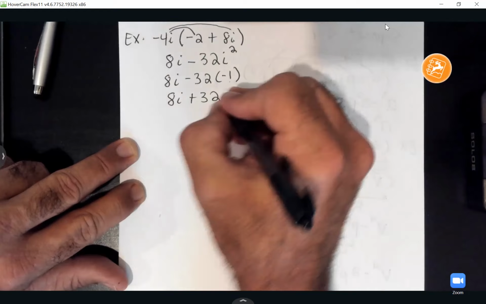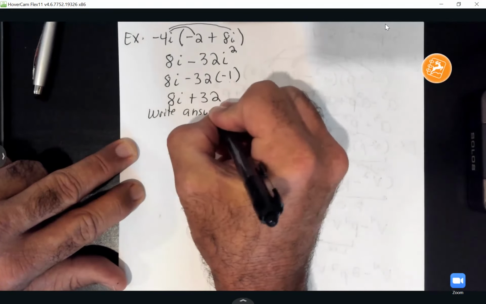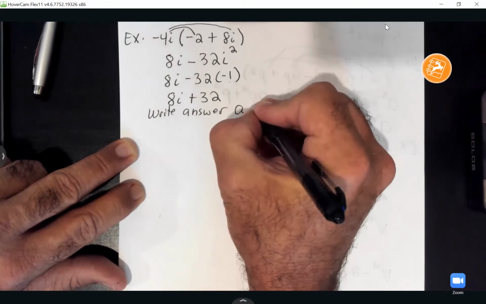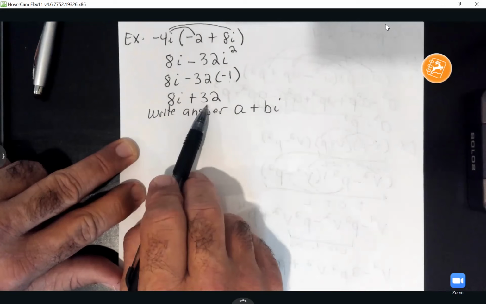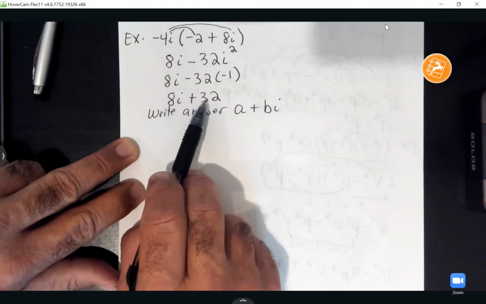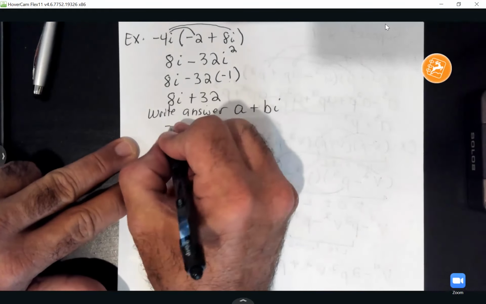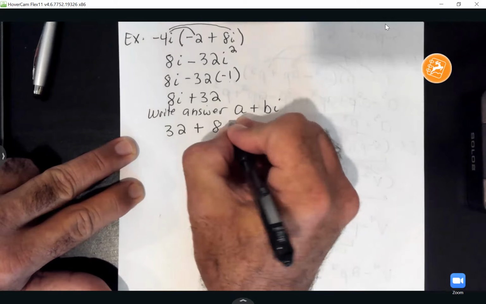Now, the thing we got to do here, we got to write the answer in what they call A plus BI form. So that means the real number has to go first, followed by the imaginary number. So in MathLab, you got to put the 32 first and then plus your 8i.